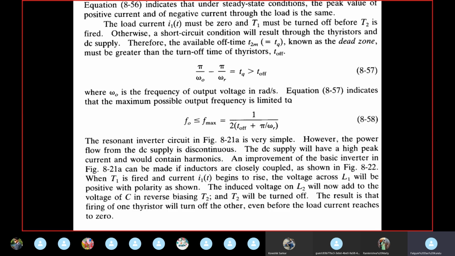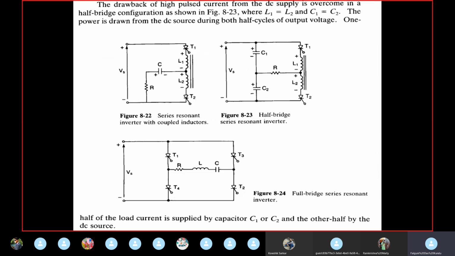So the circuit which we have already seen is a very simple resonant inverter circuit, okay? Here the power flow from the DC supply is discontinuous, and the DC supply will have a high peak current and would contain harmonics. An improvement of the basic inverter is made if the inductors are closely coupled.